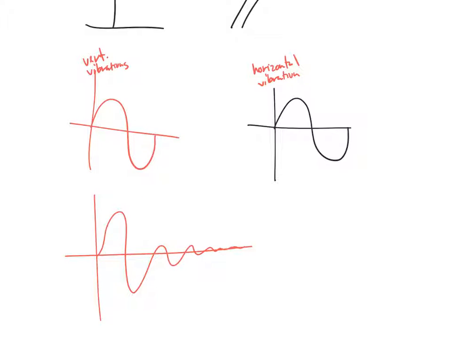Let's see. James, you had a hand up for a second. What were you going to ask? It's called a damped system. Damped, D-A-M-P-E-D. You could say the oscillations have been dampened, but you say it's a damped system.